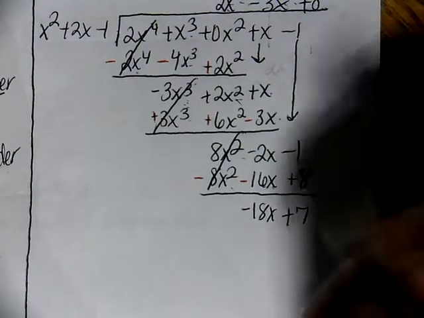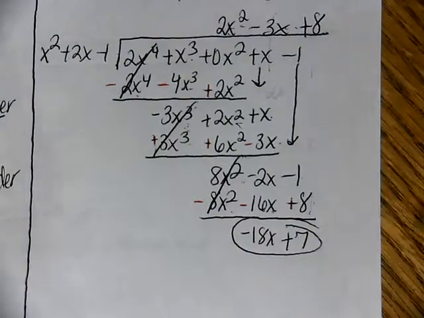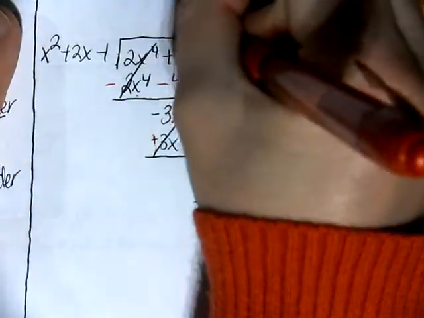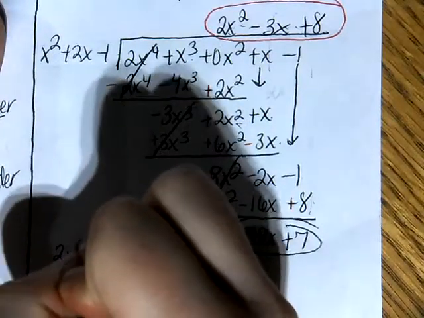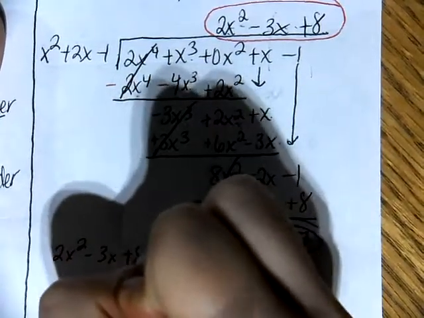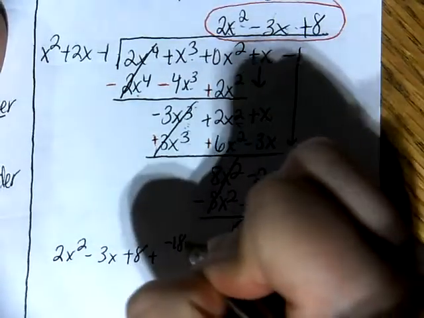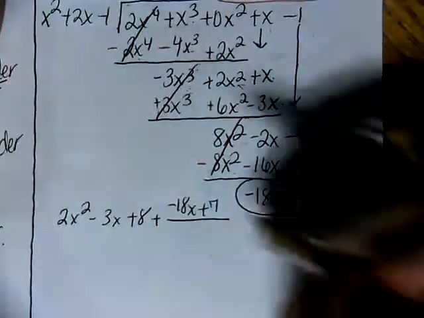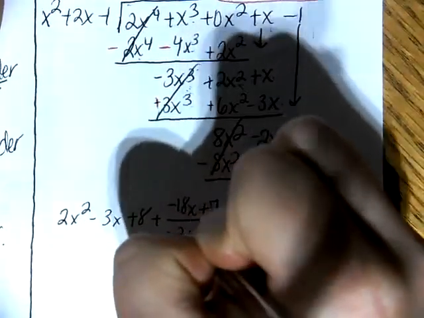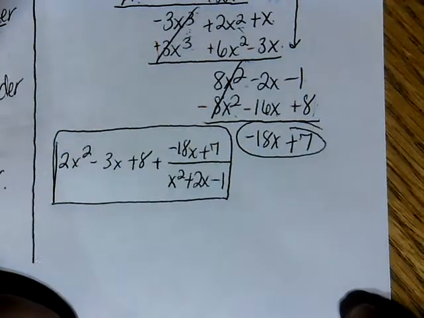There is nothing more to bring down, so here is my remainder. So my final answer is the polynomial that I have up top, which is going to be 2x squared minus 3x plus 8, plus my remainder, which is negative 18x plus 7, divided by my divisor, which is x squared plus 2x minus 1. And this whole craziness is my answer.